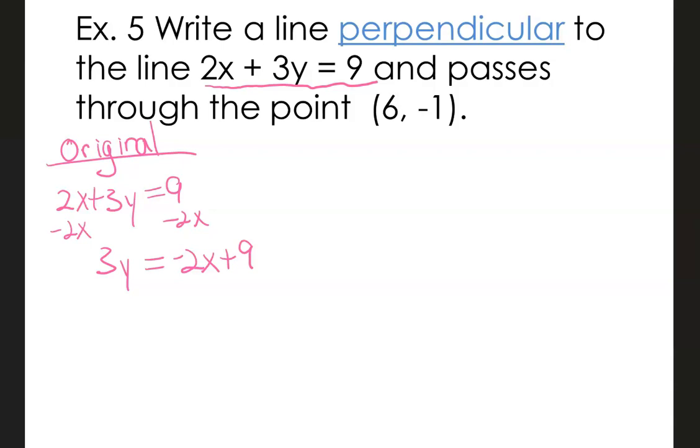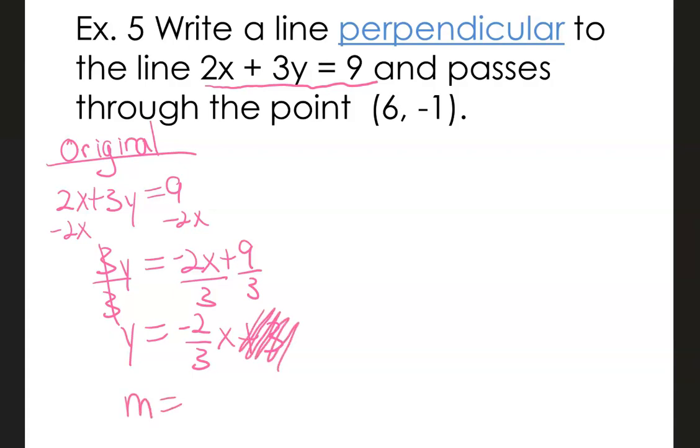Then I need to get rid of that 3, so I'm going to divide both terms, or all terms, by 3, really. And then we get y is equal to -2/3 x plus 9 divided by 3, or 3. And remember, in our original line, the only thing we care about is the slope. That y-intercept is not really important. So my slope here is -2/3.